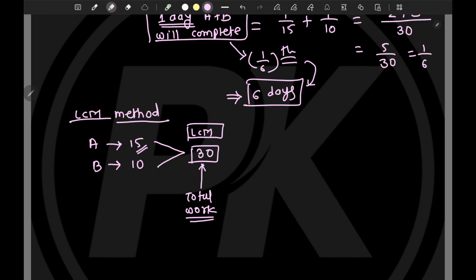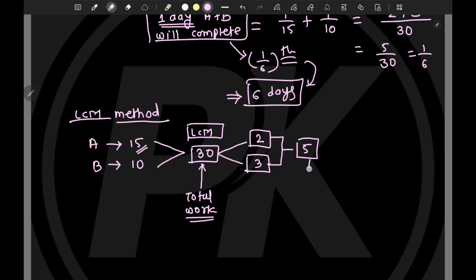Now he is taking 15 days to complete 30 portions of the work. That means in one day he will take how much? 30 divided by 15. So how much? It is 2 portions of work. And B is completing the work in 10 days. The total work is 30. That means in one day he will complete 3 portions of the work. Now they are working together. That means together they will complete 5 portions of the work.